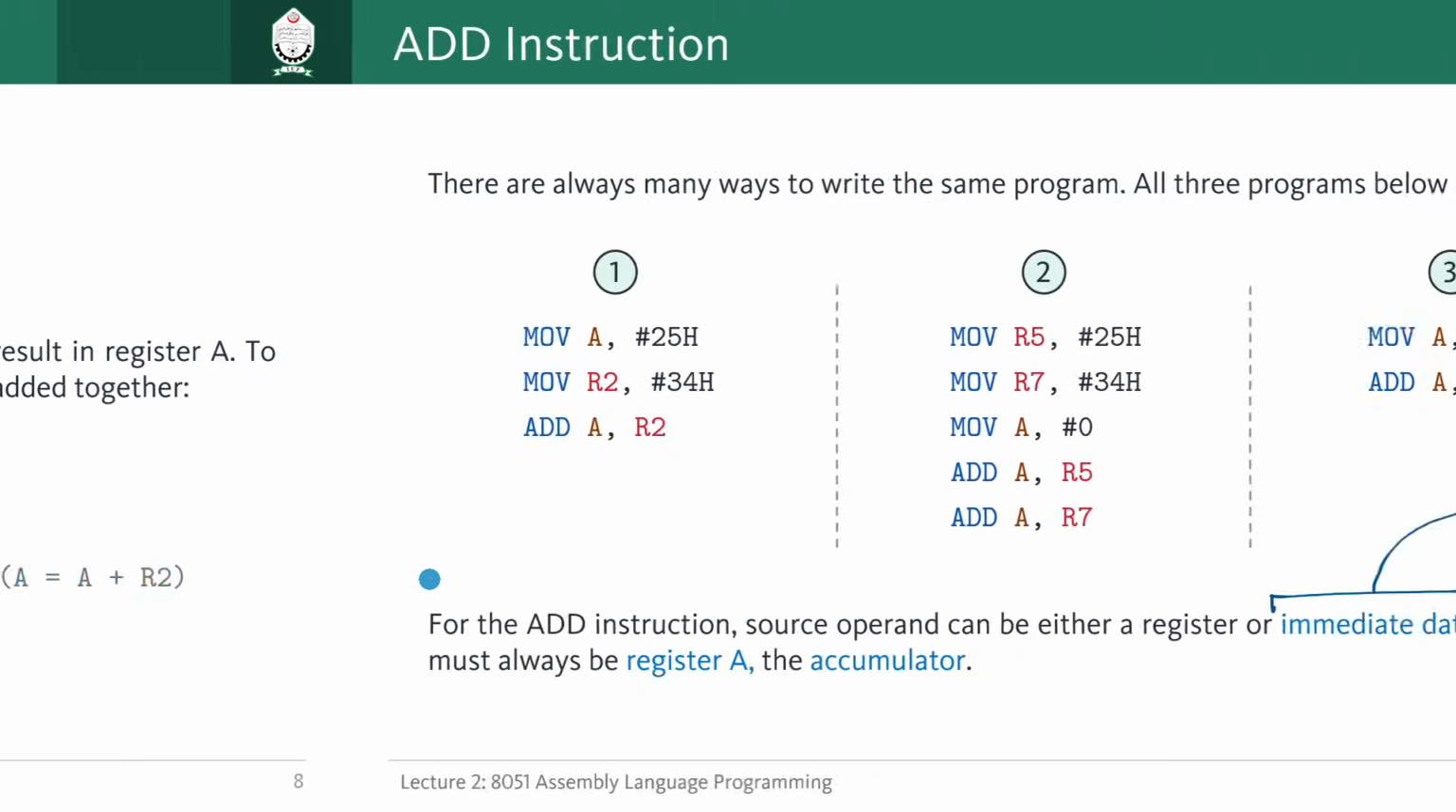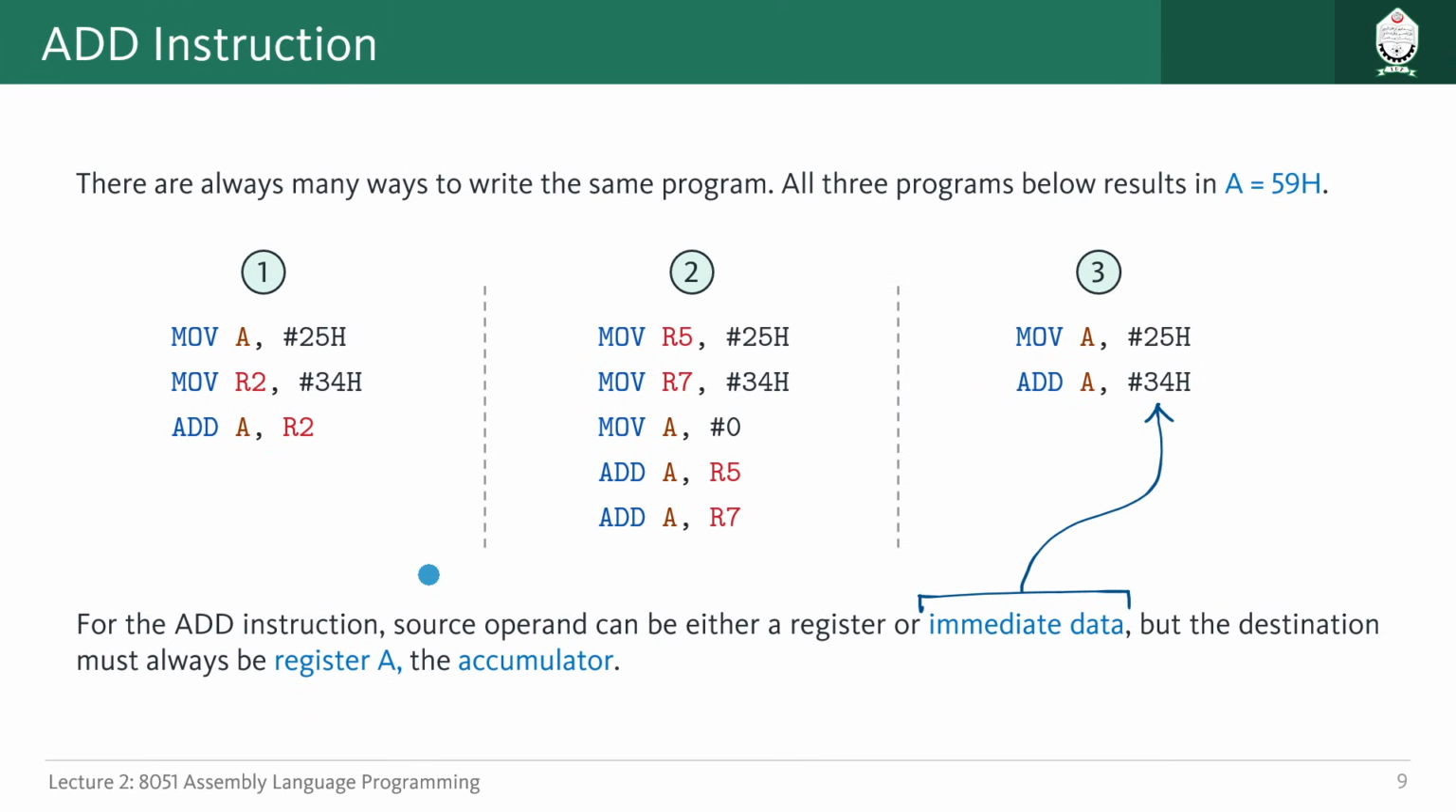This instruction can be written in three different ways, as we can see here. This is the first example we have seen from the previous page, right? It can also be written in this way if we want. We can use two different registers to store the data, first move value 0 onto register A so that it is empty, then add R5 with that, then add R7 with that. After execution of all of these lines, we are going to get the same result, 59H.